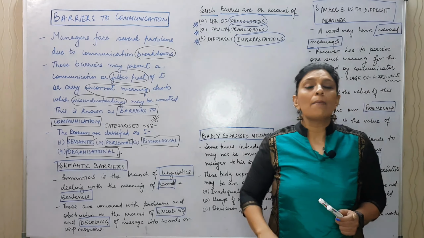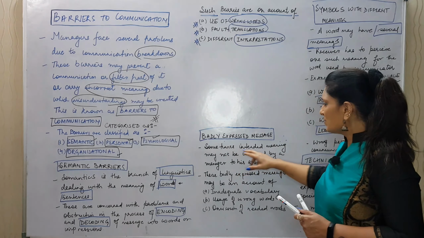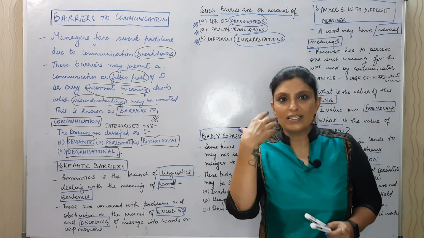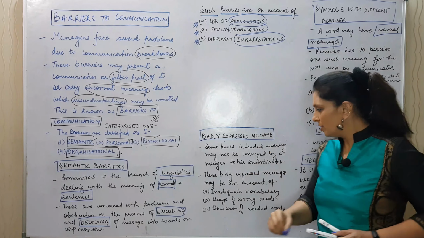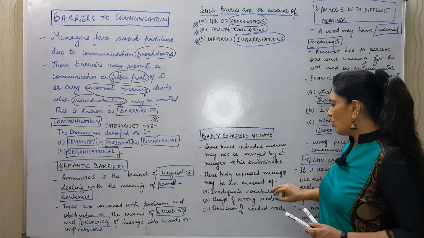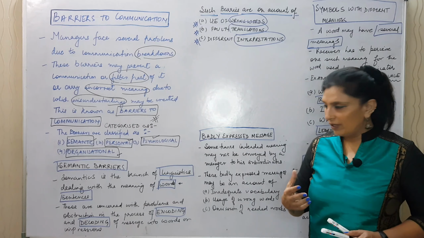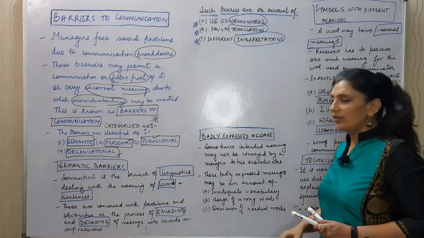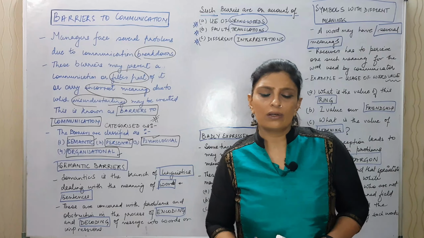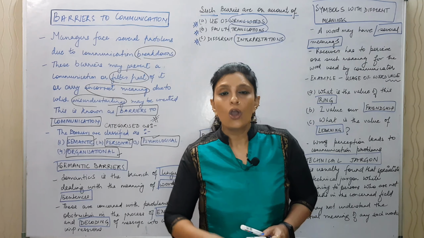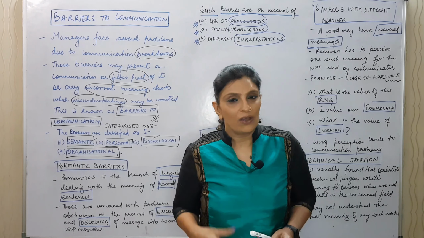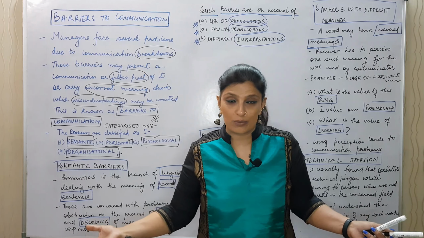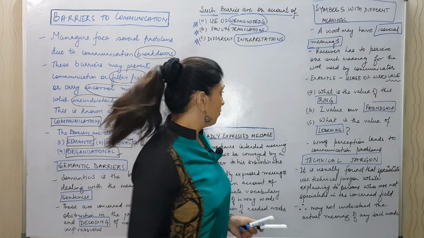The first one being badly expressed message. Sometimes the intended meaning may not be conveyed by the manager to his subordinates. So he wants to convey something, but he conveys something else. These badly expressed messages may be on account of inadequate vocabulary. We do not have complete vocabulary. Usage of wrong words. Sometimes you use wrong words, and omission of needed words. What was required, you don't use that kind of word. Usually it happens with English vocabulary. All of you stand in a straight circle. Now that's a very badly expressed message. You can't stand in a straight circle anyways. Badly expressed message. That's what it is, right?